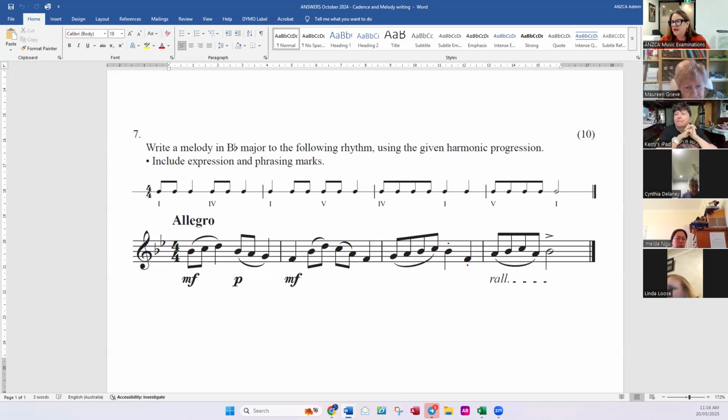I mean, the melody, unless I've missed out on some reading, which is highly likely, it's out of 10. There's 4 bars. How do you actually mark this?